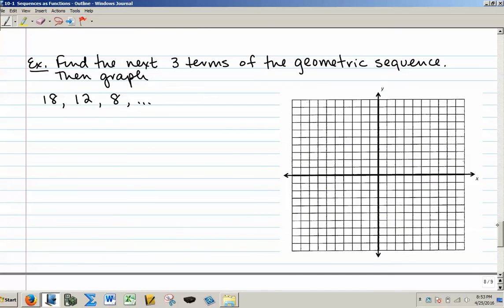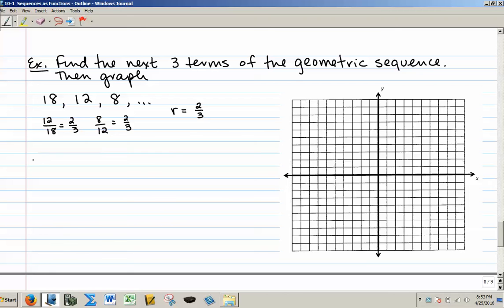And let's take a look at this example here. Now we need to find the next 3 terms of this geometric sequence and then graph it. So the first thing we want to do is find what is our common ratio. So if I do 12 divided by 18 and simplify that, I get 2/3. If I do 8 divided by 12 and simplify that, I get 2/3. So my common ratio is 2/3. To go from one term to the next, I multiply by 2/3.